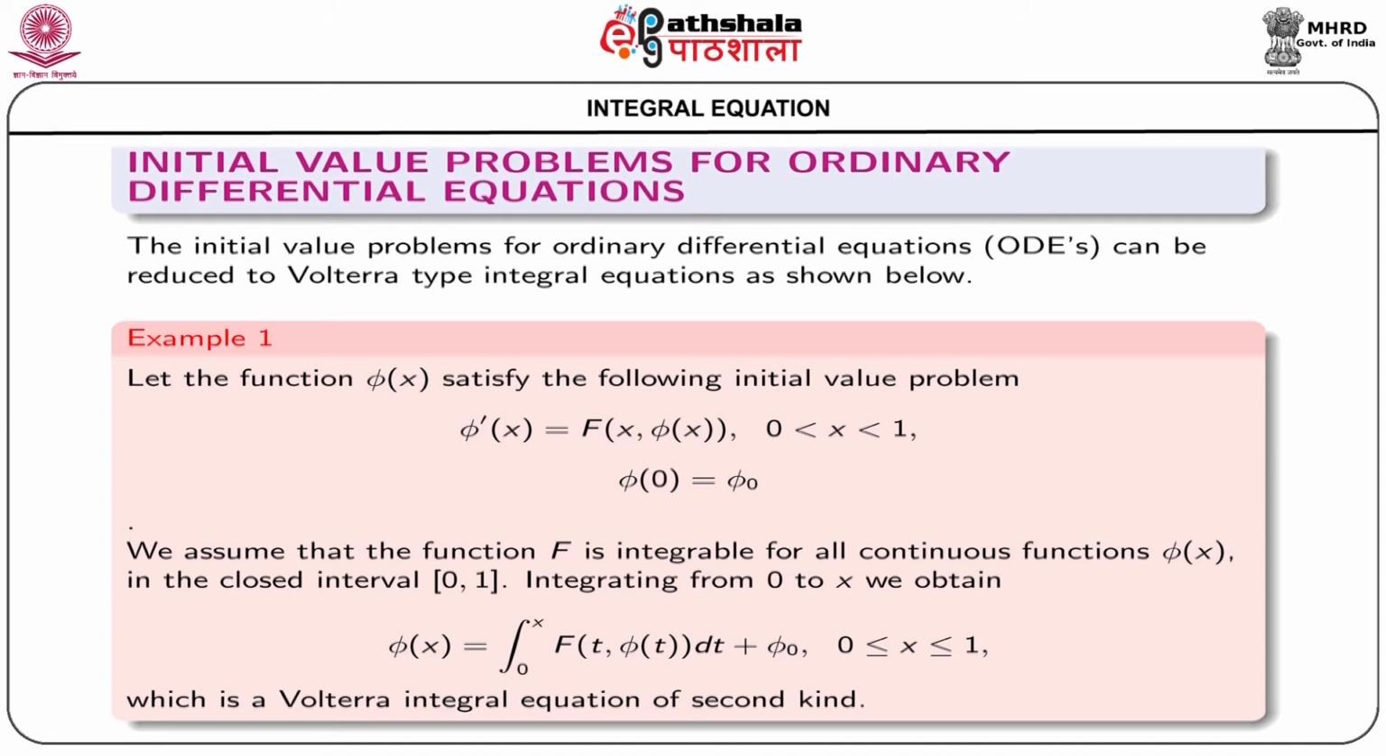We simply integrate this differential equation to obtain phi(x) equal to the integral from 0 to x of F(t, phi(t)) dt plus phi naught, where x lies in the interval 0 and 1. This is a Volterra integral equation of second kind. As is seen from this relation, the upper limit of integral equation is x.